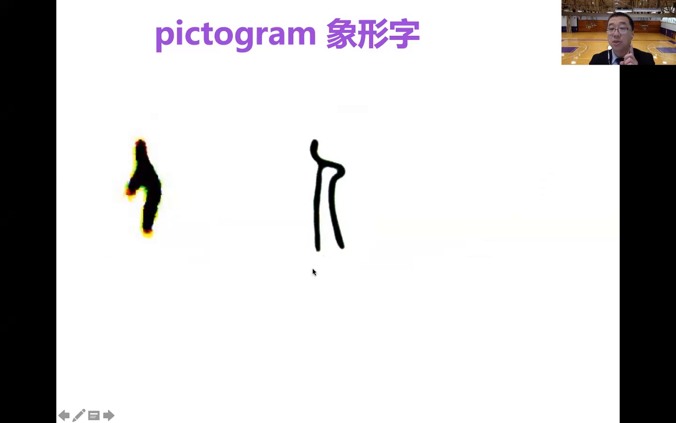Look, this is 人. It looks like a person who is bending down and farming and working. This is 人, man or person. And the previous one with the person stretching out his limbs, that's 大, big.